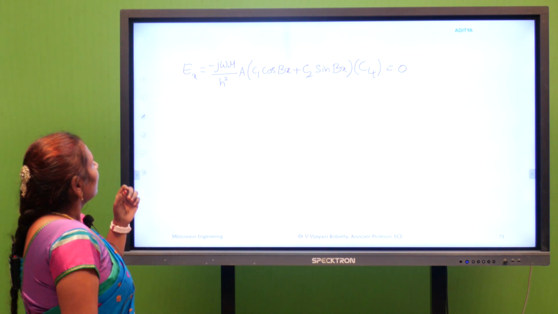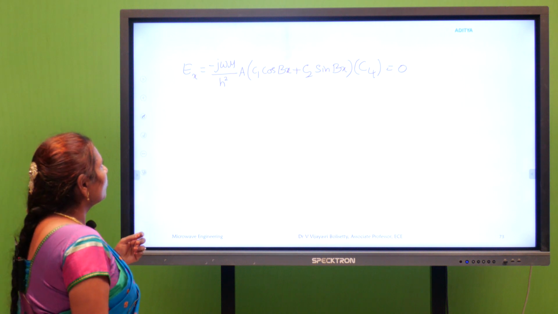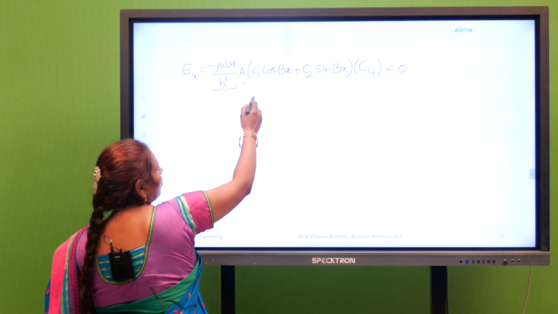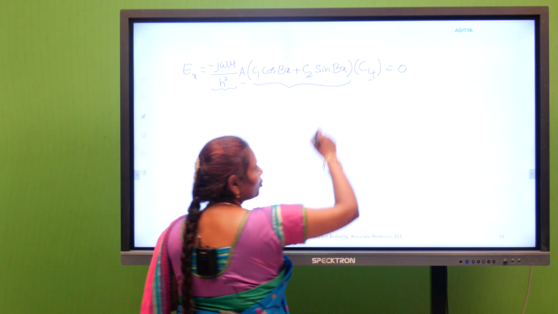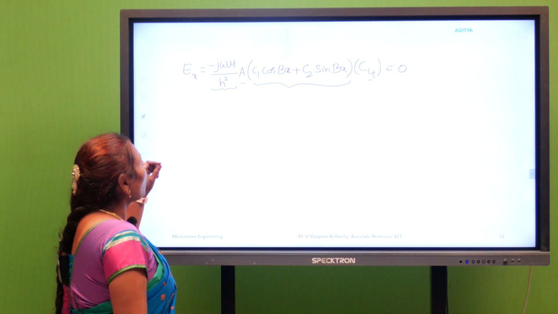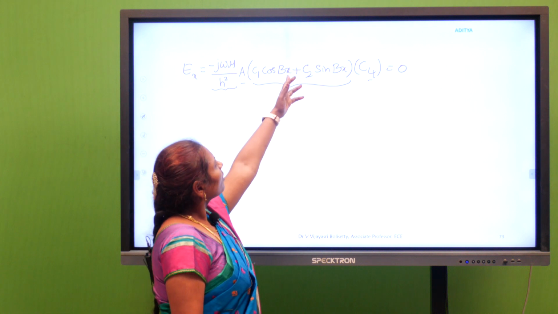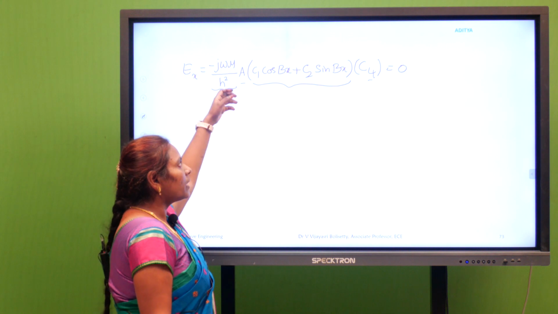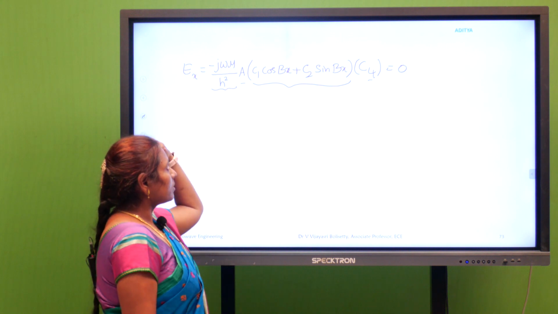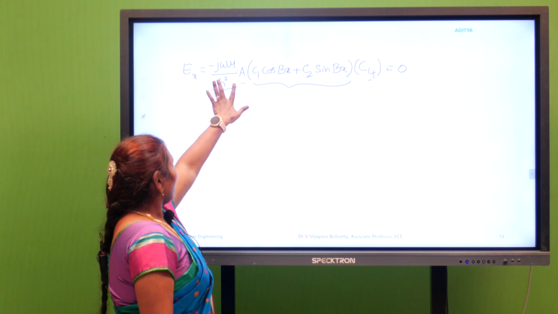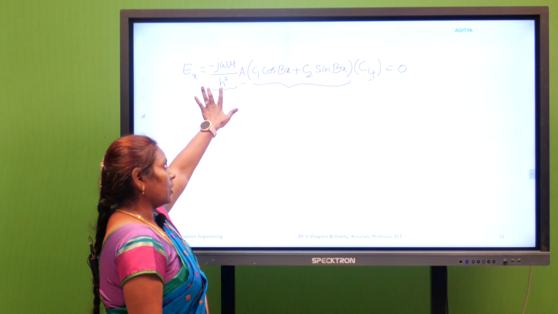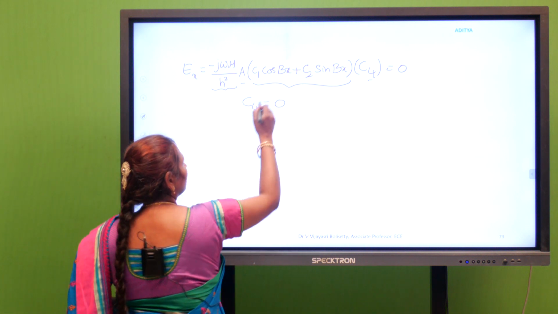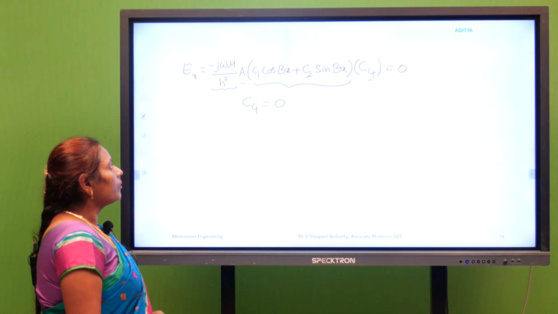See here, in this Ex equal to 0, we have either j omega mu by h square to be 0, or a to be 0, or this term to be 0, or C4 should be equal to 0. In all these cases this term is not equal to 0, because x is a continuous variable. So C1 cos bx plus C2 sin bx is not 0, and if a became 0 the entire Hz function would become 0, and j omega mu by h square is also not equal to 0. Obviously C4 should be equal to 0.